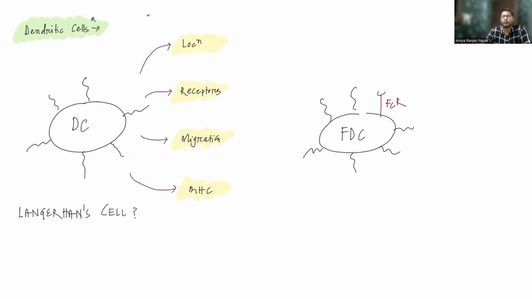There are actually 4 points you have to remember about dendritic cells. These 4 points will tell us why these are professional antigen presenting cells. The first one is the location. They are basically present under the epithelia of the skin.